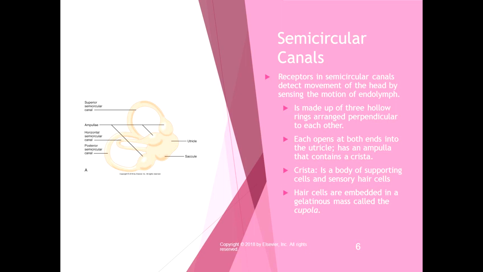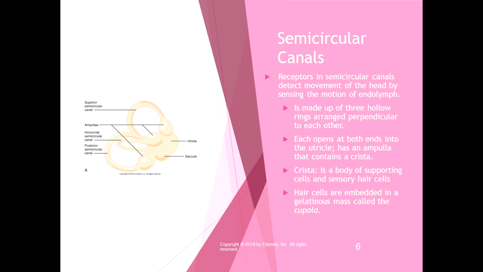So the receptors in the semicircular canals detect movement of the head by sensing the motion of the fluid inside them, which is called endolymph. The semicircular canals are made up of 3 hollow rings arranged perpendicular to each other. So this is obviously a flat picture of that. In the module, there's video where you can see some 3D pictures of the vestibular apparatus. And so you can see how it detects gravity in 3 dimensions.